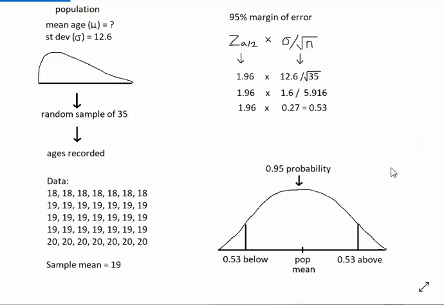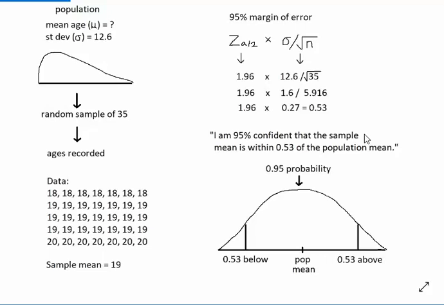Since we know that that's true, we can say that we're 95% confident that this sample mean of 19 is somewhere between 0.53 below and 0.53 above the population mean. We know that the sample mean had a 95% chance of falling between these 2 points. So we can say that we're 95% confident that the sample mean did actually fall between these 2 points.